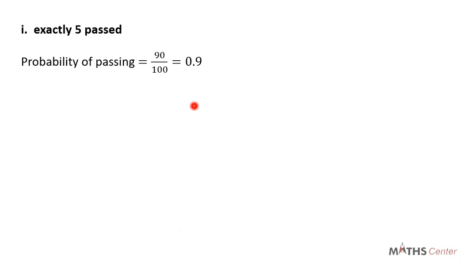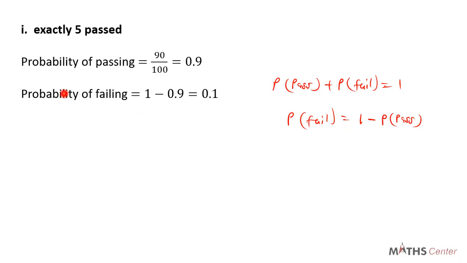Here, we know that passing and failing are opposites of each other. So it means that the probability that a candidate will pass plus the probability that the candidate will fail is equal to 1. And so if we have the probability that a candidate will pass, then we can say that the probability that the candidate will fail will be equal to 1 minus the probability that the candidate will pass. So the probability of failing will be 1 minus the probability of passing, which is 0.9. And this gives us 0.1.